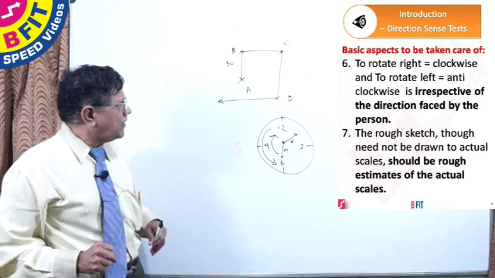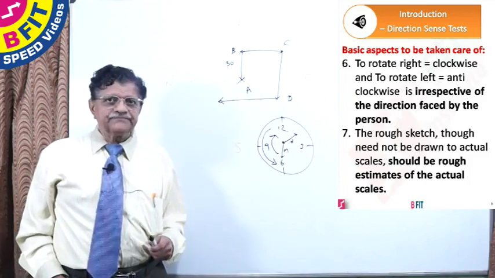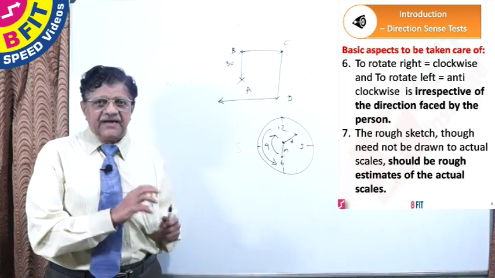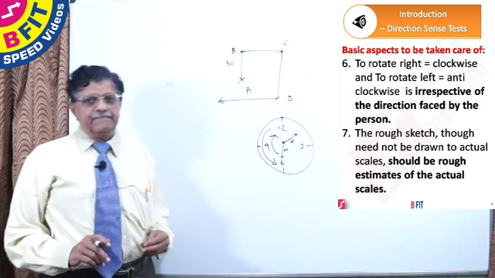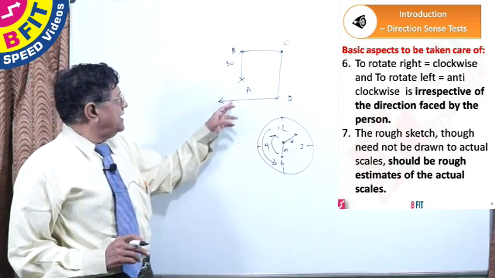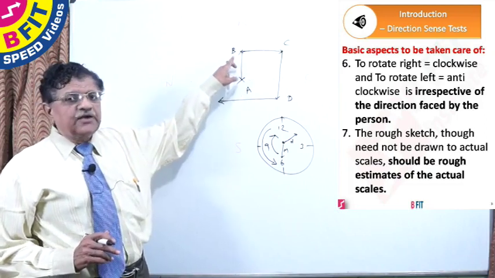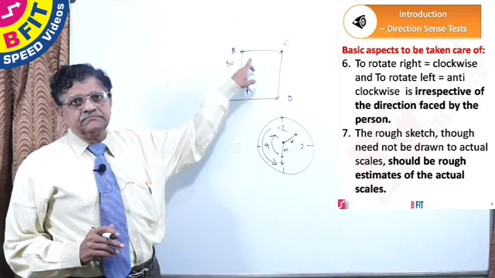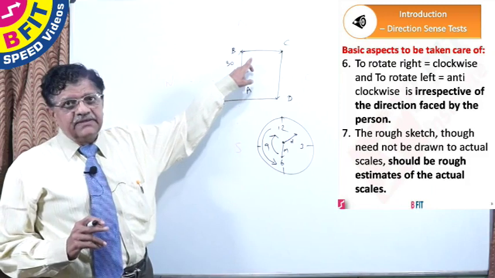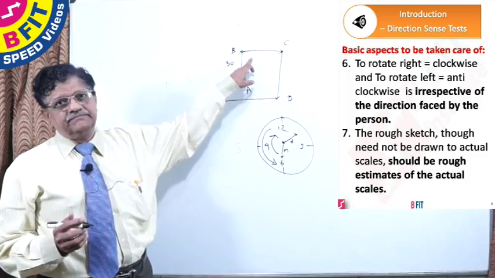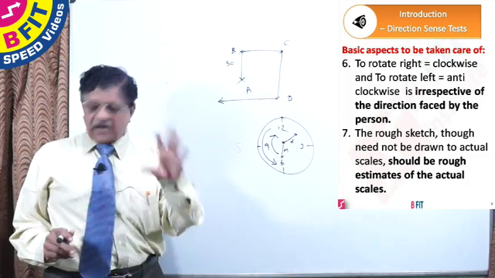Then another important point I want to tell you with regard to this clockwise and anti-clockwise direction. Sometimes the questions say, A started moving towards north and he took a right turn, or the question may also say he turned clockwise 90 degree. Now always please remember, right means clockwise.